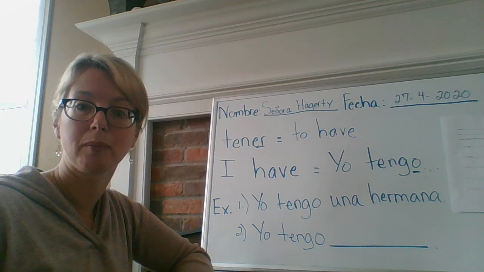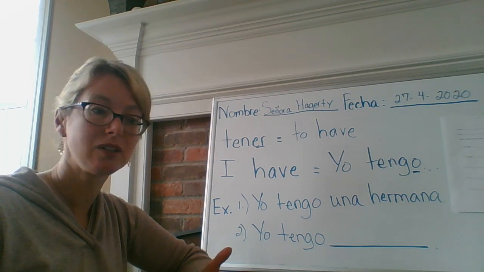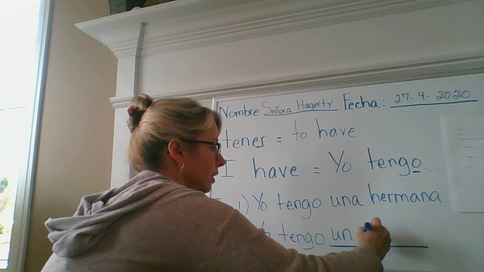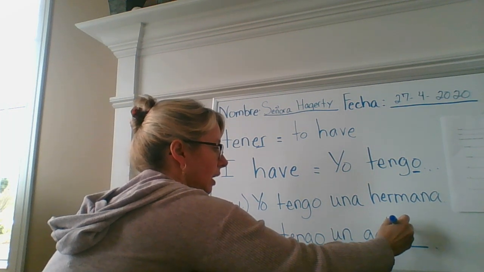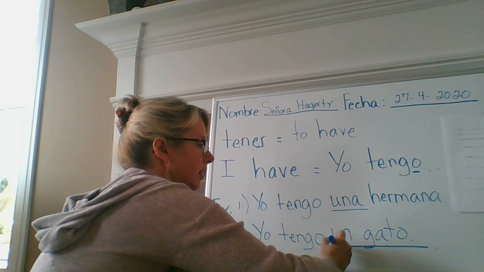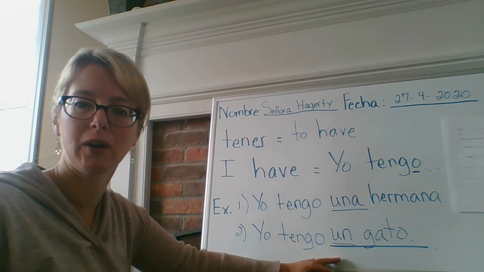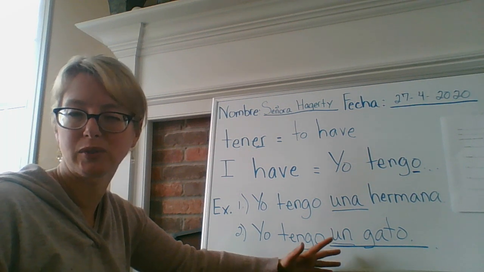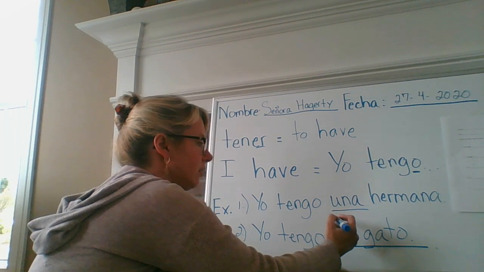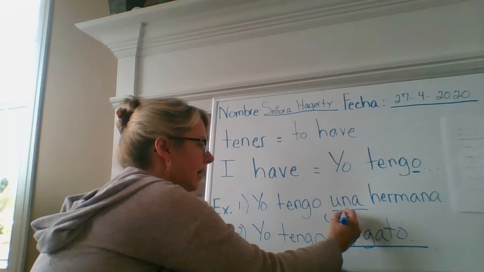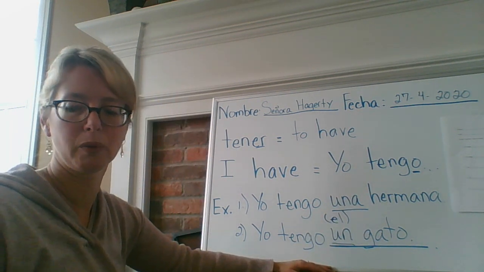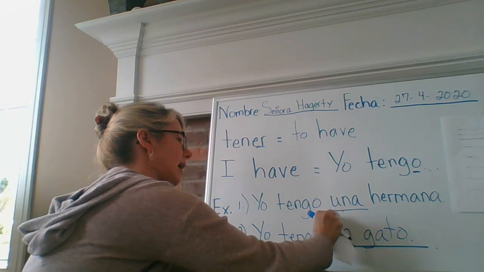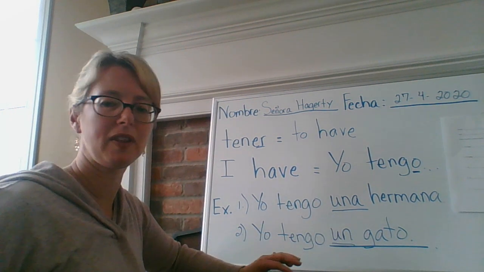Remember, you can talk about your pets. If you have a cat, you could say, yo tengo un gato. Remember, una and un both mean a. If you want to say, I have the cat, which really wouldn't make too much sense here, the un would be el. But we're going to stick with un because we want to say a. I have a cat. Hopefully that makes sense.